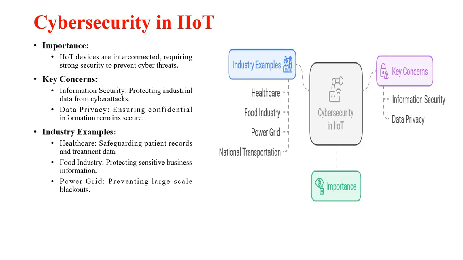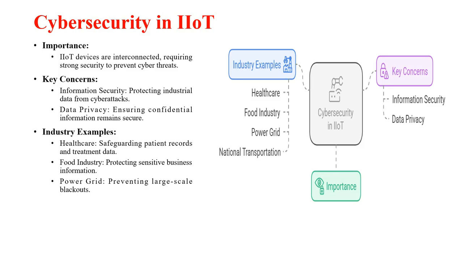And the key security concerns in industrial IoT are the data privacy protection. You have information security, which will protect the sensitive industrial data from the unauthorized access, cyber attacks, and the system breaches. And the data privacy protection will ensure that private and business critical information is securely stored, transmitted, and accessed only by authorized users.